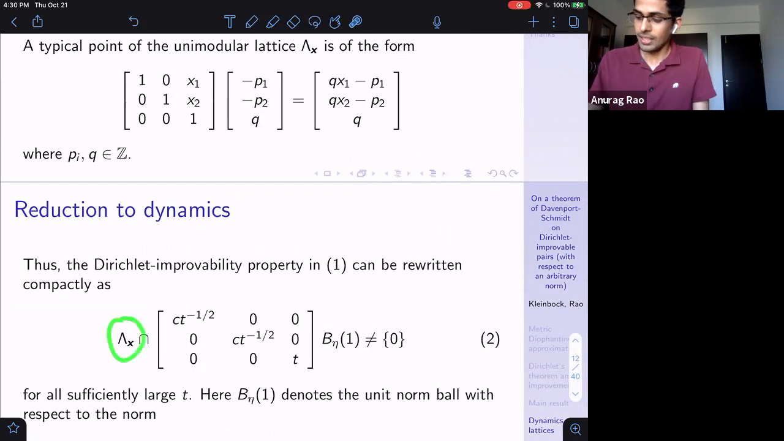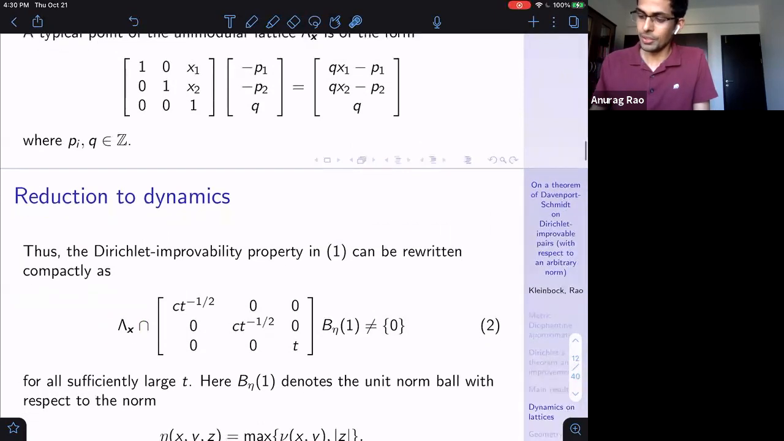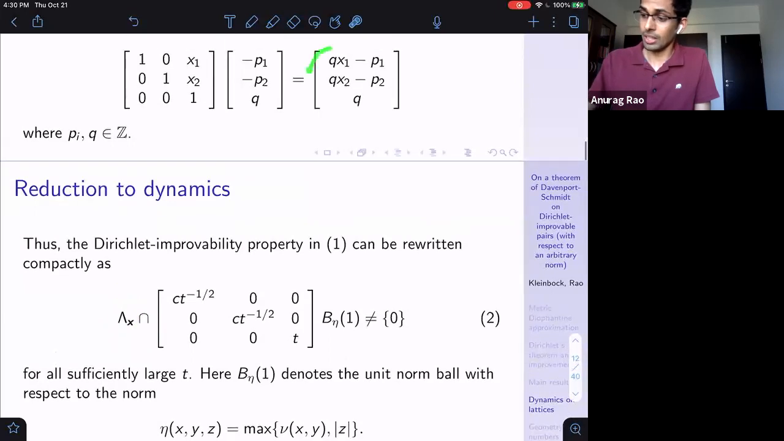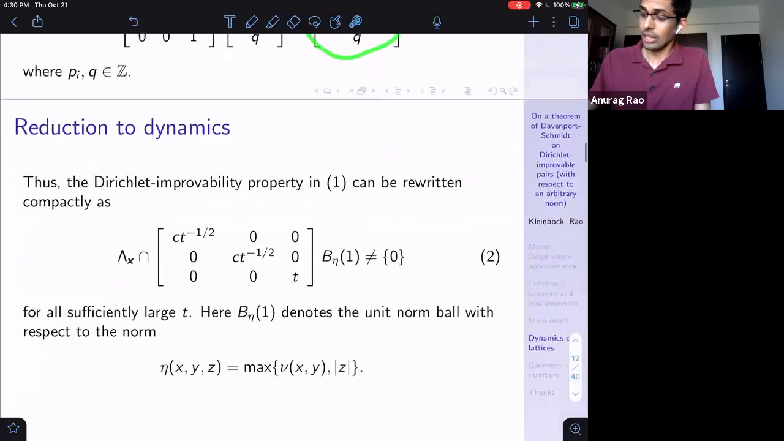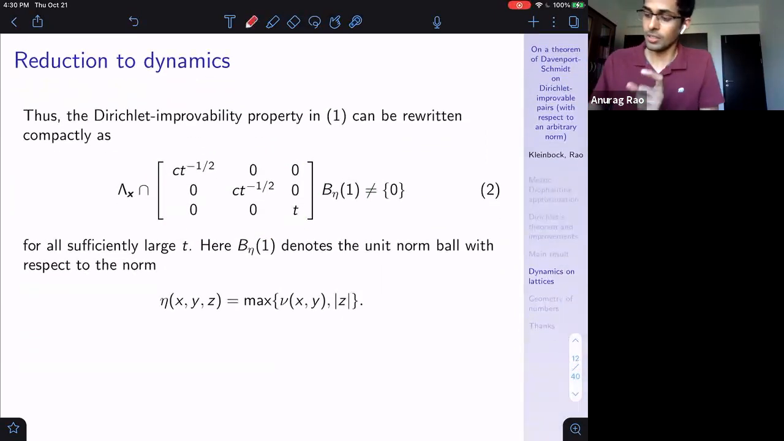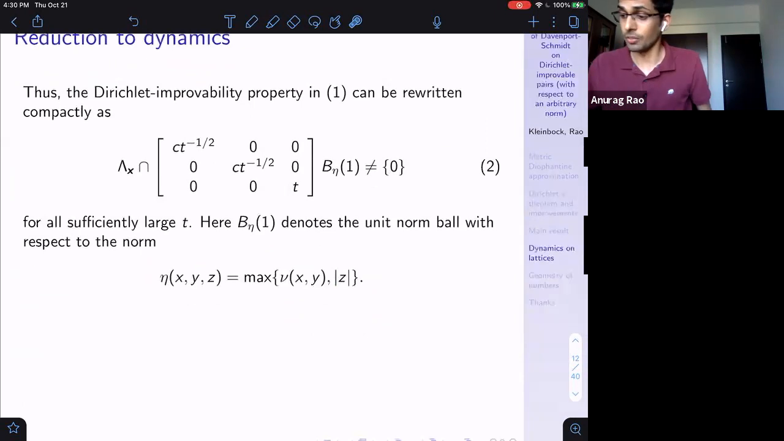Okay, so we can rephrase Dirichlet-improvability to this intersection condition in R3. I have lambda_X, and I want to find a non-zero vector of lambda_X, something like this, which belongs to this eta ball of radius 1, maybe dilated by some factor. Okay, so remember, nu is this fixed norm in R2. Eta is the norm defined by nu in R3, given by the max of nu and absolute value of the third coordinate.